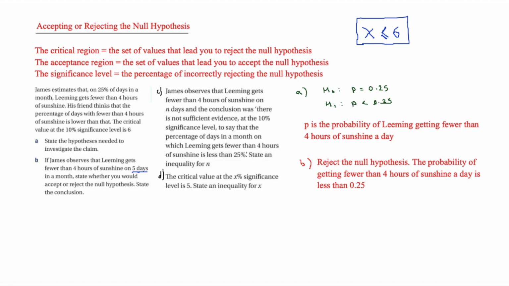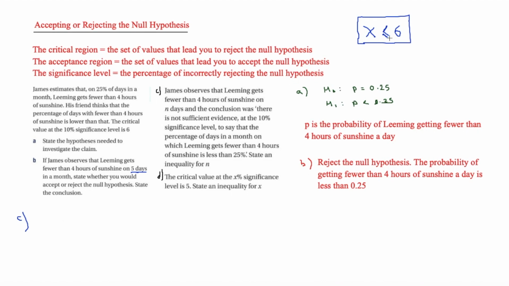So then for C, which is the next question, it says that James observes that Li-Ming gets fewer than 4 hours of sunshine on n days, and the conclusion was there is not sufficient evidence at the 10% significance level to say that the percentage of days in a month on which Li-Ming gets fewer than 4 hours of sunshine is less than 25%. In other words, that's essentially saying we accept H0, we accept the fact that the probability is 0.25, unlike in question B where we said that in fact it was lower than 0.25, so we didn't accept H0. So then it says state an inequality for n.